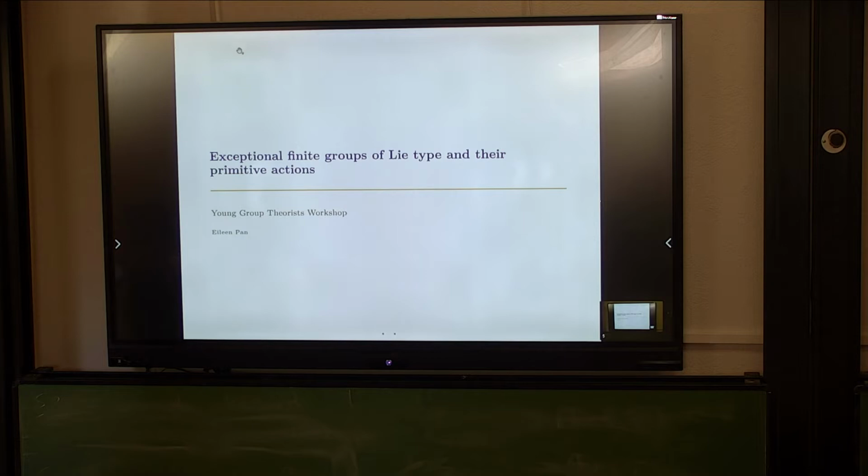Realizing on your printed program that I will talk about finite groups of Lie type is just a bit vague. So what I will actually do is chat about exceptional finite groups of Lie type and their primitive actions. It's a chat because I entered this world only very recently, about 10 months ago. Before that, I was doing something related to construction and identification of small finite groups. So yeah, it's going to be a chat.